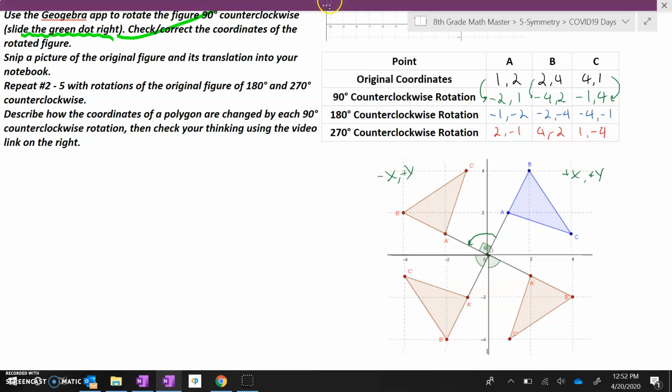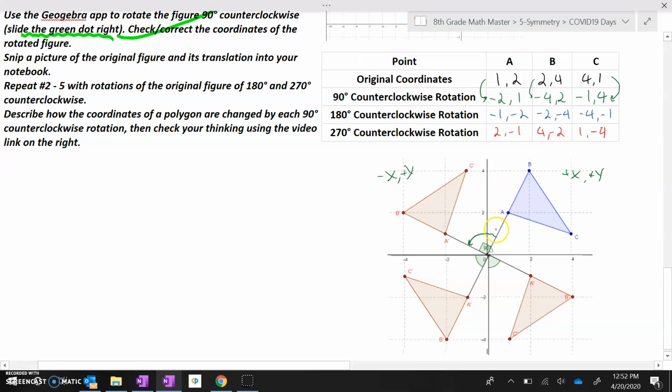When we go another 90 degrees, so now we're looking at going from here over to there, notice they do the same thing. When you go from the second row to the third row, notice x and y switch again, and then there's another sign change. This time the shape lands down in the bottom left quadrant where you have negative x and negative y. So in the third row, all of your x's and y's are negative. And they've again switched from the previous one.